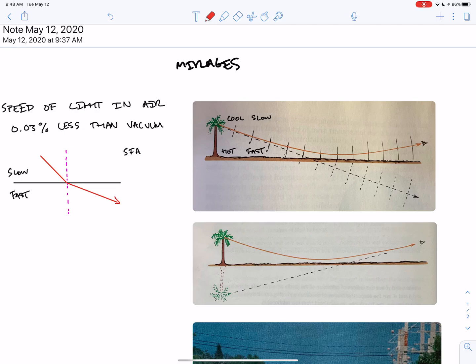So you can see that in this kind of hot and cool area, as light moves from the cool air up above to the hot air down below, it starts to bend as it's refracted as it moves from cool to hot. So kind of every instant it's moving through a boundary of a different medium as it moves from a cooler area to a hotter area. So it gets bent and projected back up into the air.